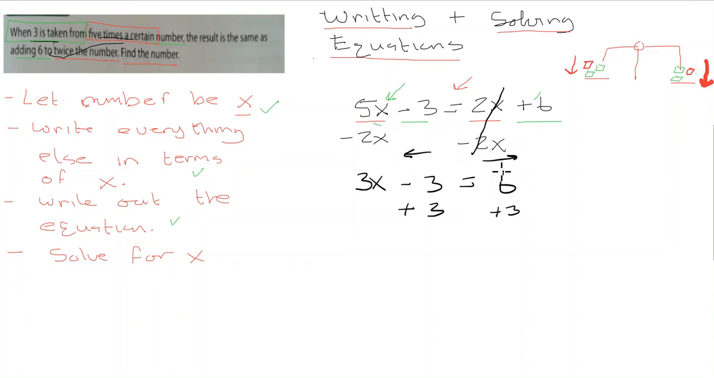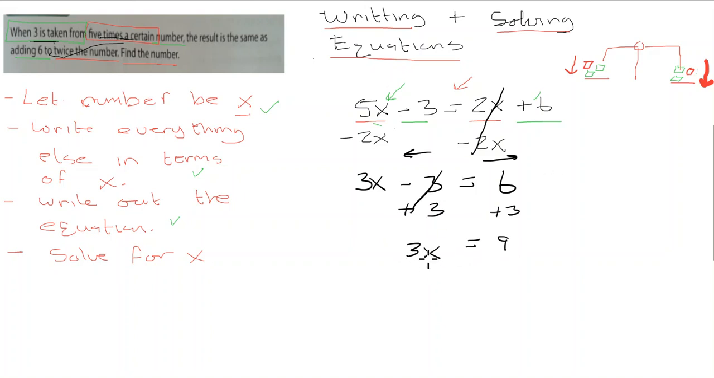Okay, let's start on this side. We have 6 plus 3, that's going to be equal to 9. Okay, we can write 9 down here. So we have minus 3 plus 3, these two will cancel out. And then that leaves you with 3x. So 3x is equal to 9.